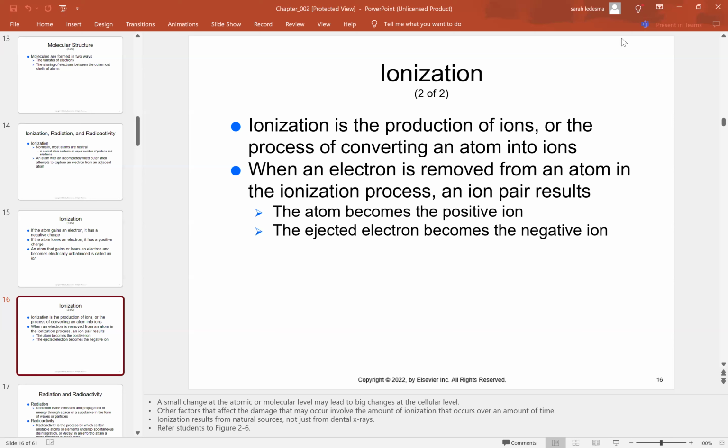Ionization is the production of ions, or the process of converting an atom into ions. When an electron is removed from an atom in the ionization process, an ion pair results. The atom becomes a positive ion. The ejected electron becomes a negative ion.